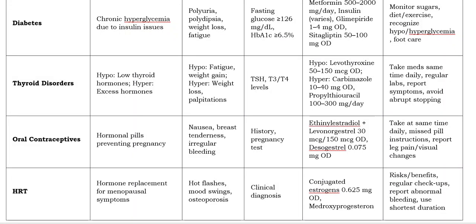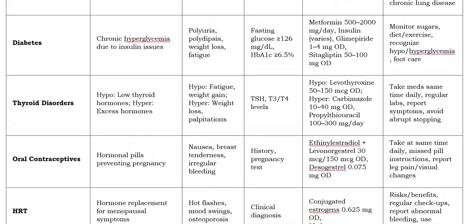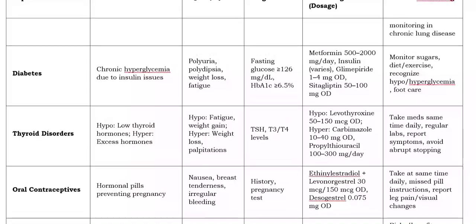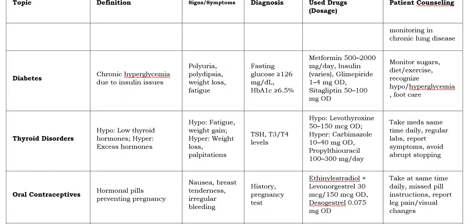Okay. Common drugs listed reflect different approaches. Yes. Metformin, often first line, 500 to 2,000 milligrams per day. Insulin, dosage varies hugely, highly individualized. Glimepiride, a sulfonylurea, 1 to 4 milligrams once daily, stimulates insulin release. And sitagliptin, a DPP-4 inhibitor, 50 to 100 milligrams once daily.